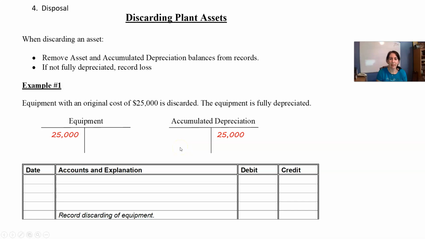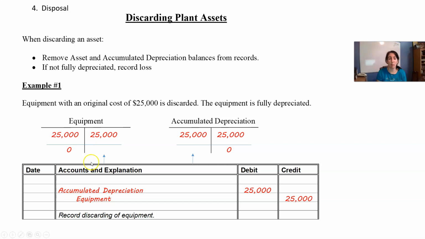So how do we get rid of it? Well, we remove the asset and the accumulated depreciation balances. The way we do that is we debit accumulated depreciation so that we can zero it out, and we credit the equipment. And now the equipment is 0. So basically we're just taking them right off our books by giving the offsetting entry. We debited accumulated depreciation, credited equipment, and now we're at zeros. And that is a simple disposal. Okay, we're done using it, gone. All right, now what happens if it's not fully depreciated? That's our next example.